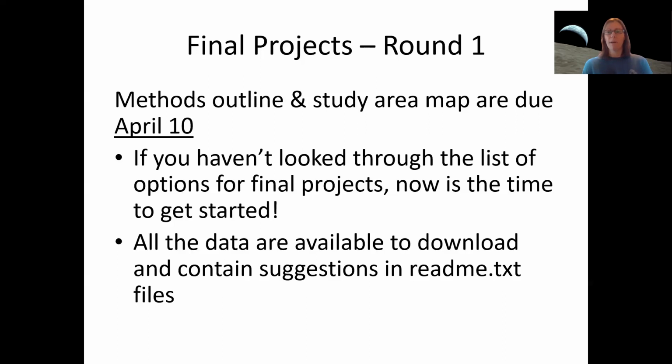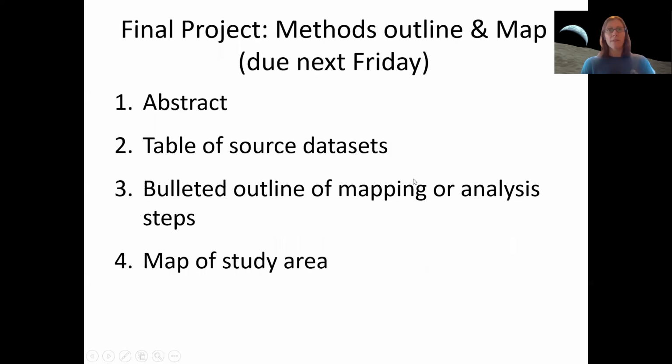All right, so what does this methods outline actually entail? So again, Friday, April 10th is the deadline for this. The project proposal, this methods outline and study area map, should have 4 pieces to it. The first is an abstract. You guys should be pretty familiar with what an abstract looks like at this point. The second should be a table, and this doesn't have to be exhaustive, but at least a few lines of where your data are coming from.